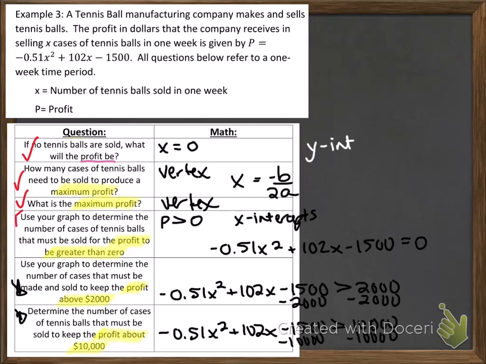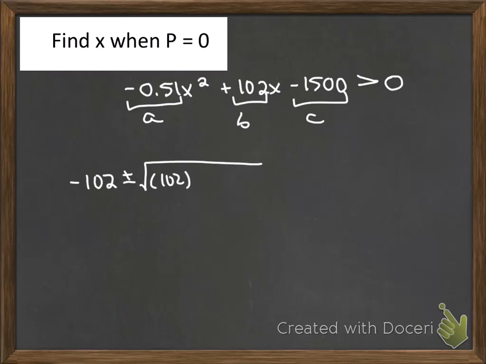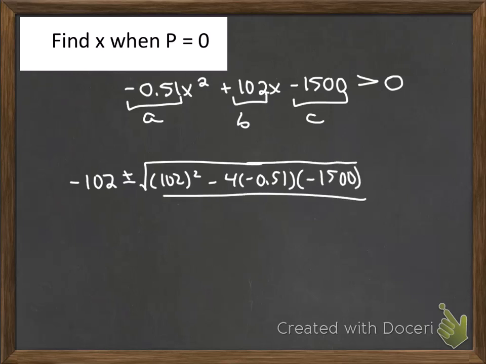Okay, so the next three are almost identical. If we have to do this algebraically, we have to use the quadratic formula for all three, right? So the only difference here is one is the profit greater than 0, profit greater than 2,000, profit greater than 10,000. So let's see how to do that. If we want to do this algebraically, what we need to do is the good old quadratic formula. So this is A, and this is B, and this is C, right? So we have negative B plus or minus the square root of B squared minus 4 times A times C, all over 2A.